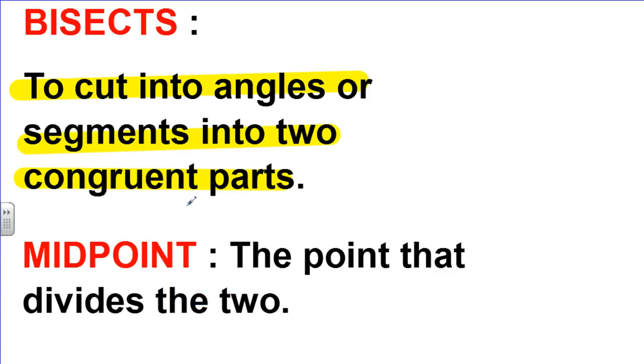So let's draw a couple lines here. Or let's draw a segment, not a line. But I'll call this segment LM. And LM is being bisected. That means it is divided in half by this ray that I'll call DE.